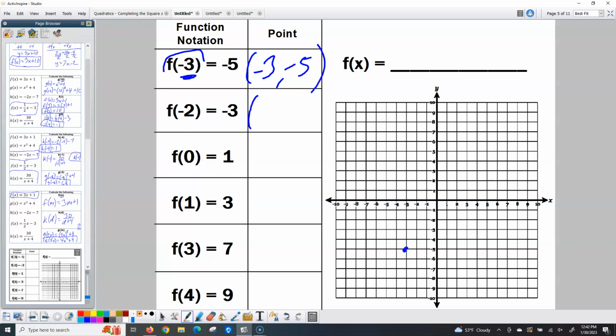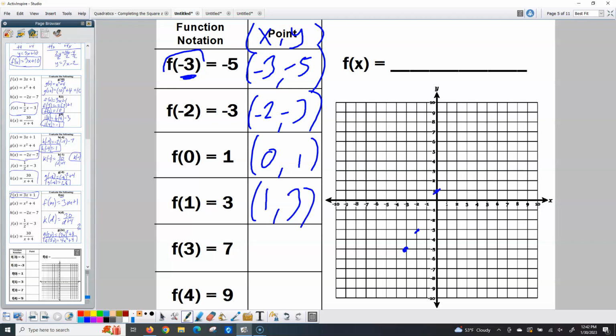The next one, f of -2, normally an x goes right there. These are x, y points right here. So (-2, -3). This one would be (0, 1). Let's plot those: (-2, -3), and (0, 1) would be right there. (1, 3) would be up there. And (3, 7) would be right there. And (4, 9) would be right there.